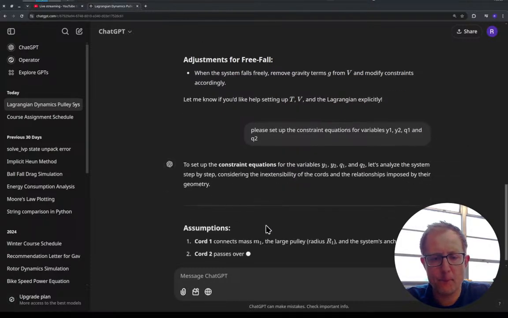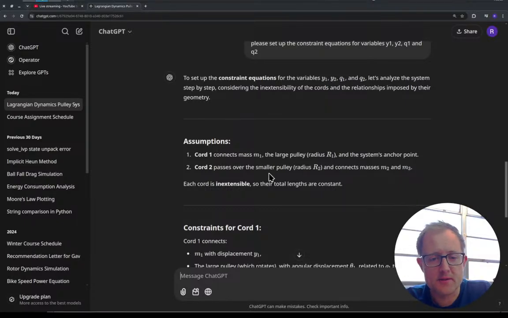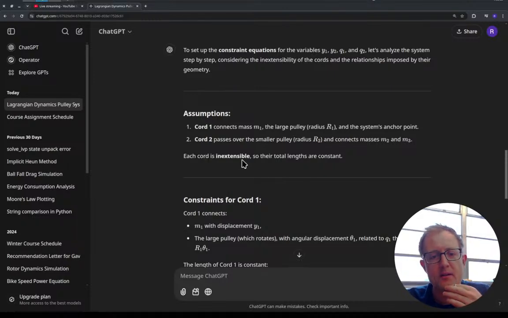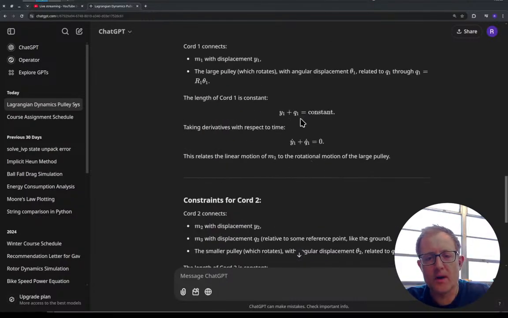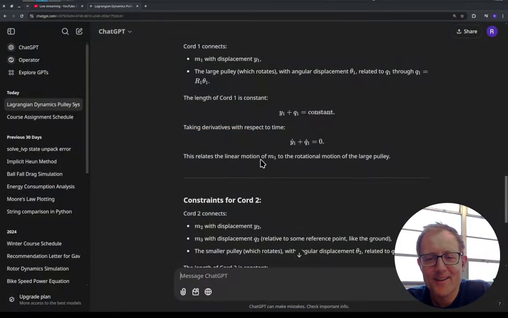So mass 1 and the system's anchor point. Wow. So this is doing pretty well. Like it's interpreting the picture and figuring out how to do that. So y1 plus q1 is a constant. So let's go in. y1 plus q1. No, that's not constant. y1 plus q1 plus y2 is constant. Why would that one be constant? Anyway, we'll keep going.